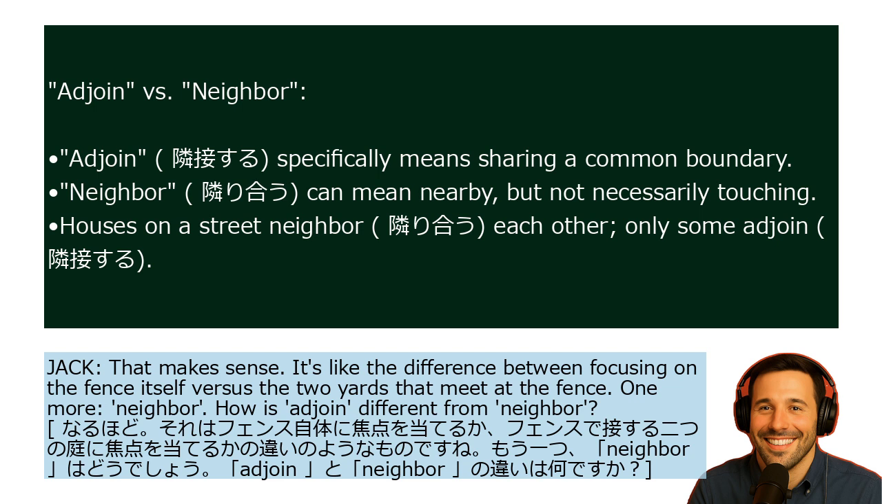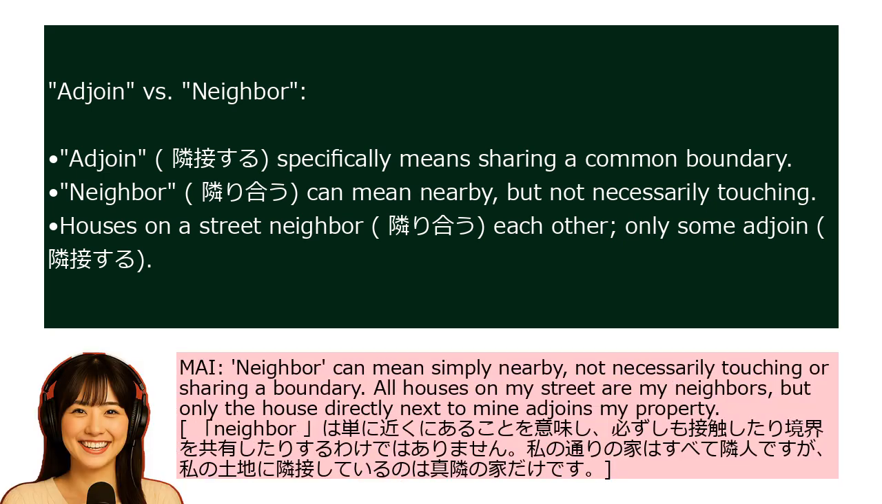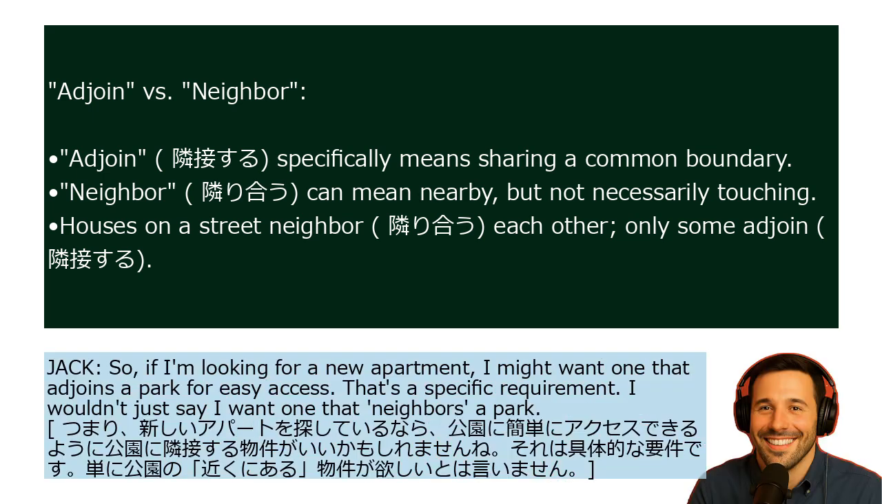One more. Neighbor. How is adjoin different from neighbor? Neighbor can mean simply nearby, not necessarily touching or sharing a boundary. All houses on my street are my neighbors, but only the house directly next to mine adjoins my property. So if I'm looking for a new apartment, I might want one that adjoins a park for easy access. That's a specific requirement. I wouldn't just say I want one that neighbors a park.